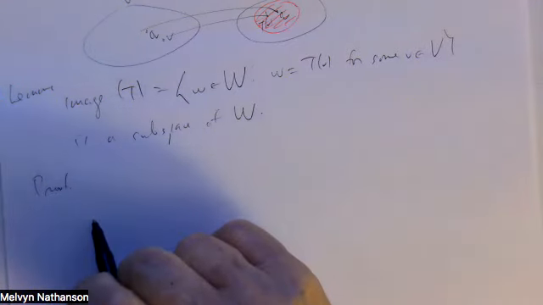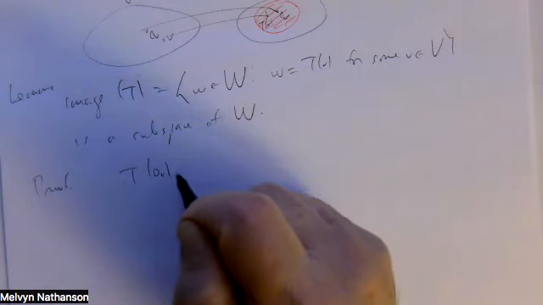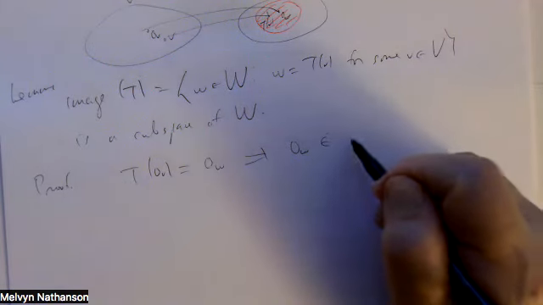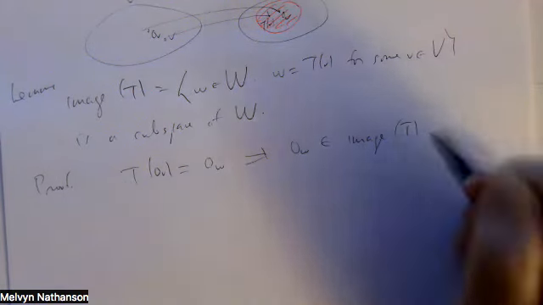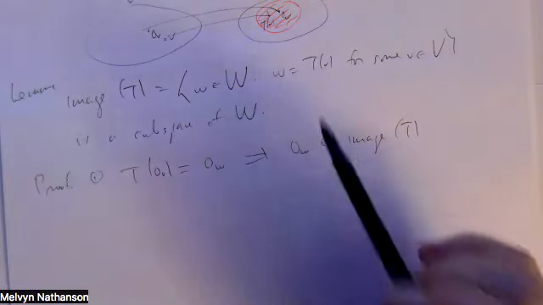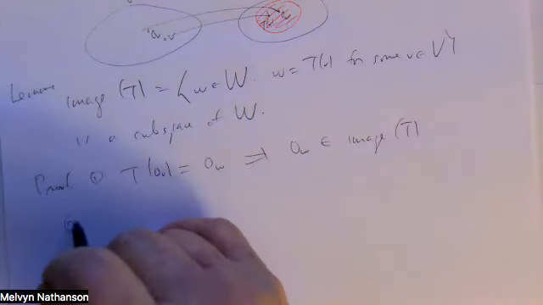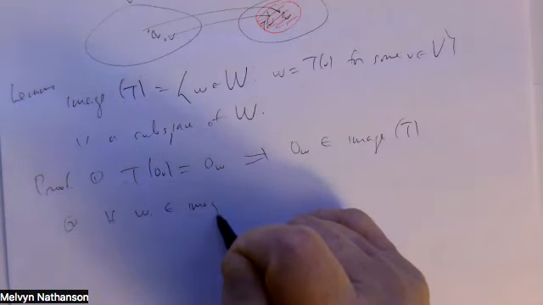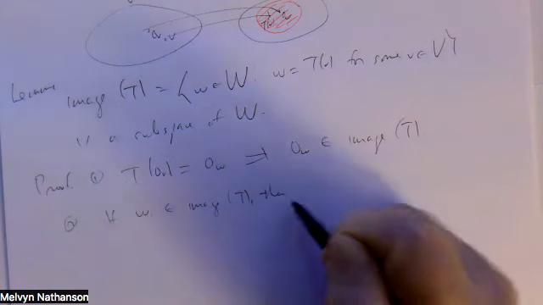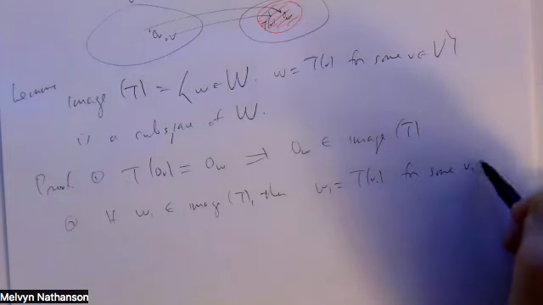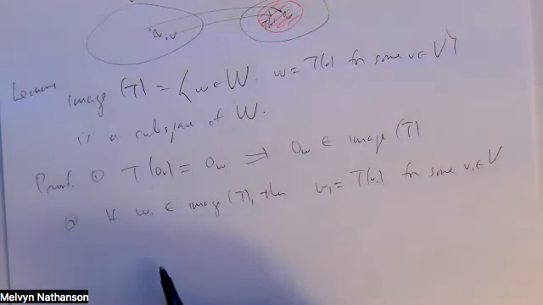So again, what is the proof? We have that T of the 0 vector in V is the 0 vector in W. So the 0 vector in W is certainly in the image of T. So the image of T contains 0. Second, if W1 is in the image of T, then W1 is equal to T of V1 for some V1 in V. That's the definition of the image.